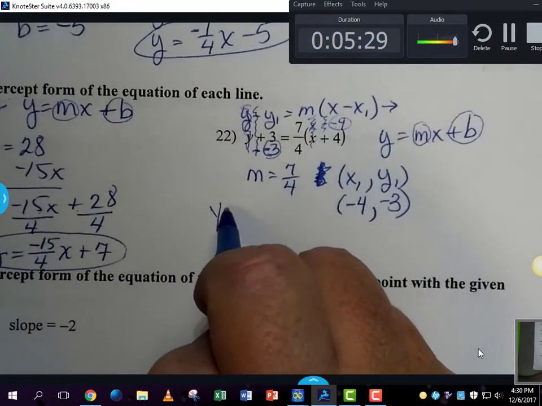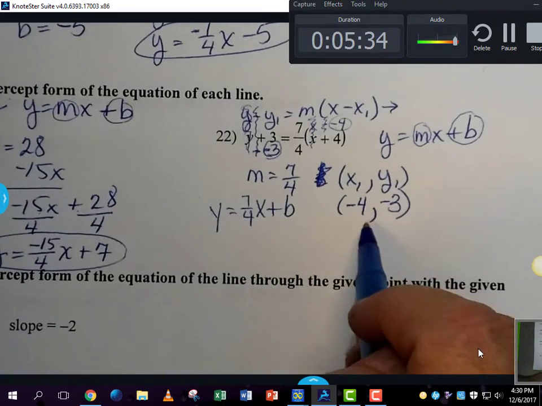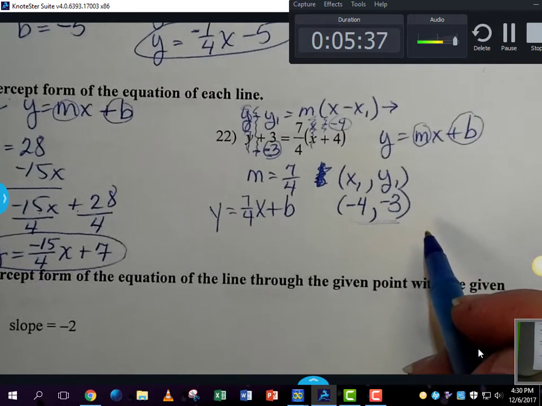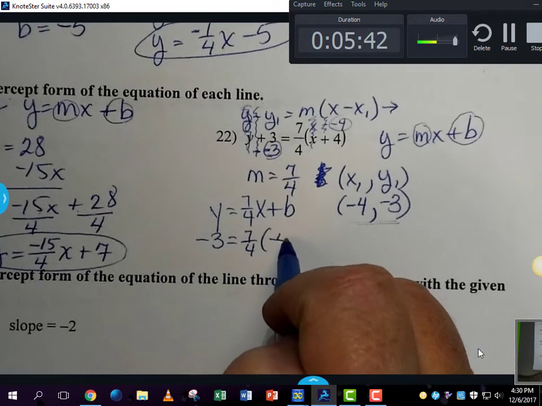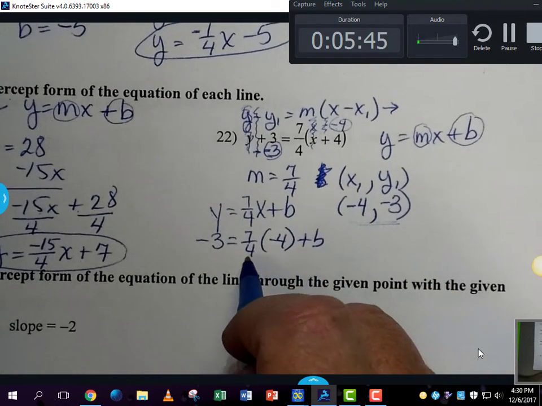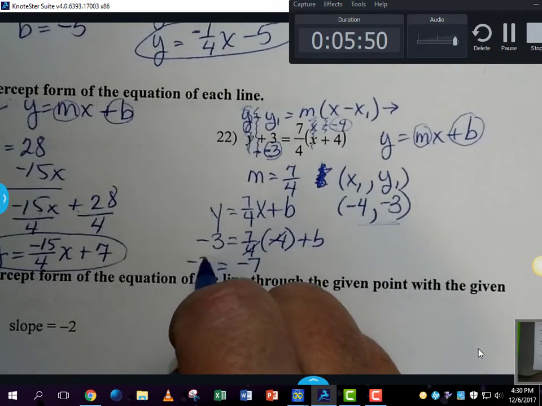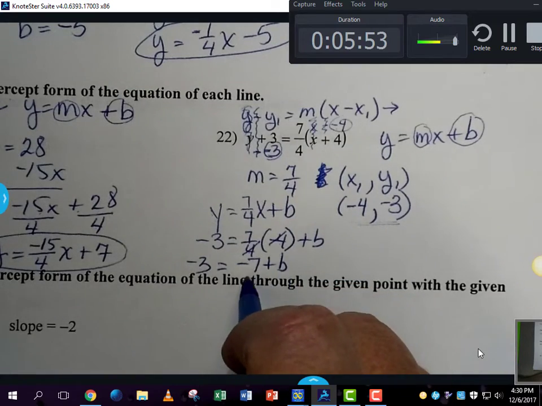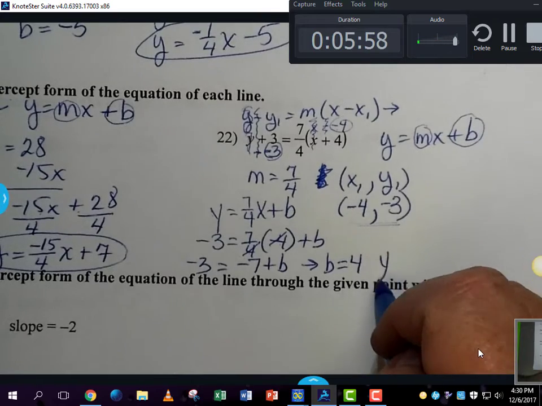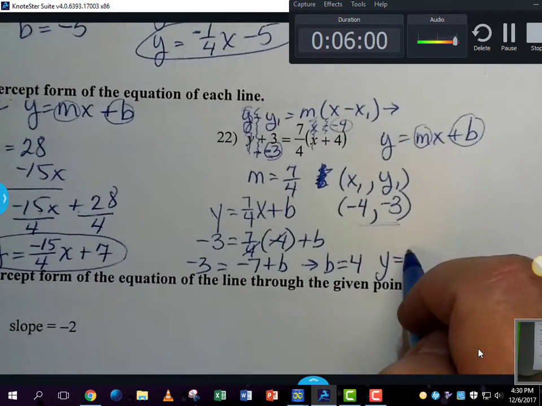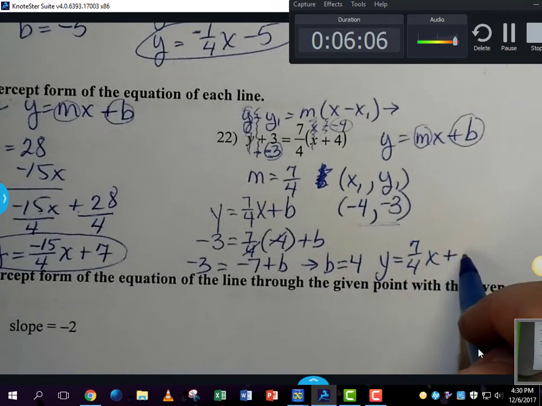So I have y equals 7/4 x plus b, and I know that this is a solution to the line that I'm writing. So I can put -3 equals 7/4 times -4 plus b. 7/4 times -4 is going to be -7. Add 7 to both sides and I end up with b equals 4. So I have y equals, the slope was 7/4 x, and b is +4. That's one way to do it.